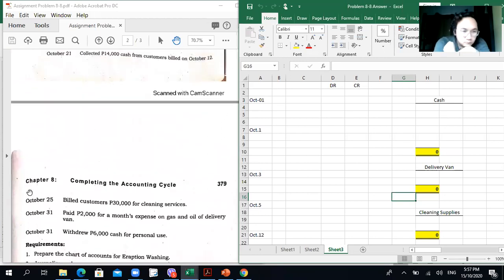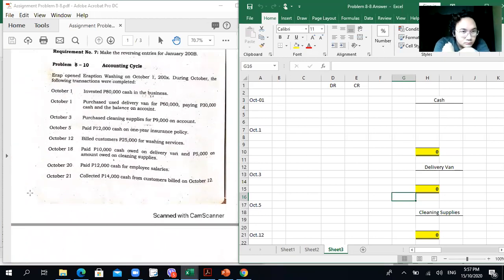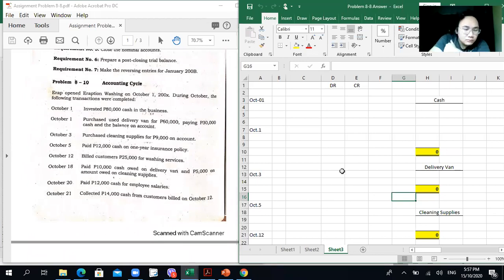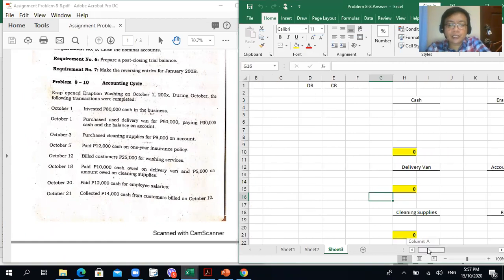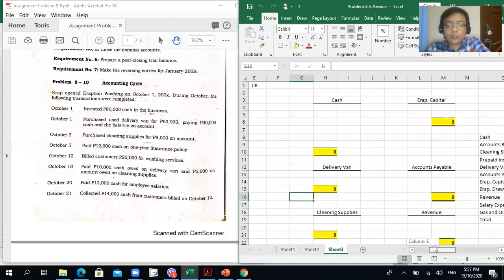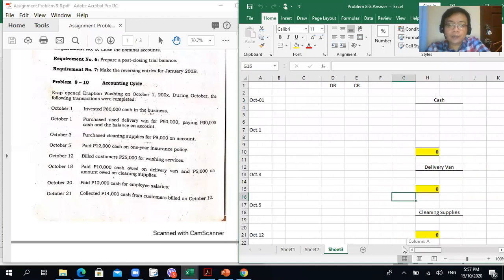Alright, sige. If you remember my discussion last meeting about journal entries. By the way, you see my screen? Tama ba? Nakita niyo ba to? Yes, sir. So here is the PDF and you have your Excel file. Also I have here debit and credit, and I have also here the T account or the ledger.